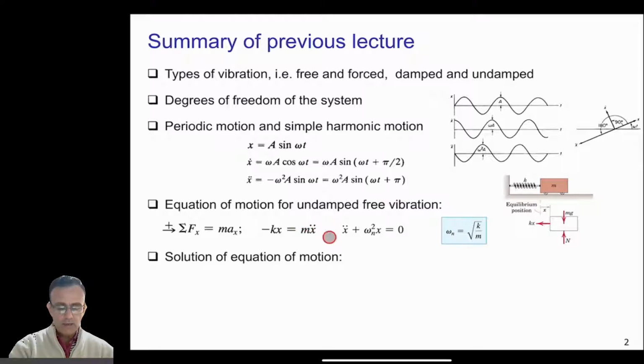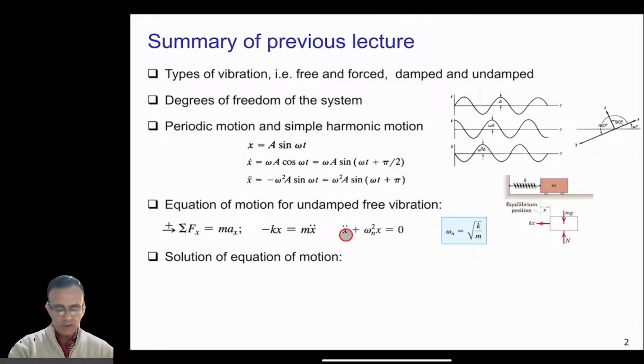Now to solve this system, because we want to calculate the displacement from this equation, we know that this is a homogeneous equation because the right hand side is equal to 0. It's a linear equation because omega n is not a function of x, and this is a second order equation because it involves the second differentiation of x.